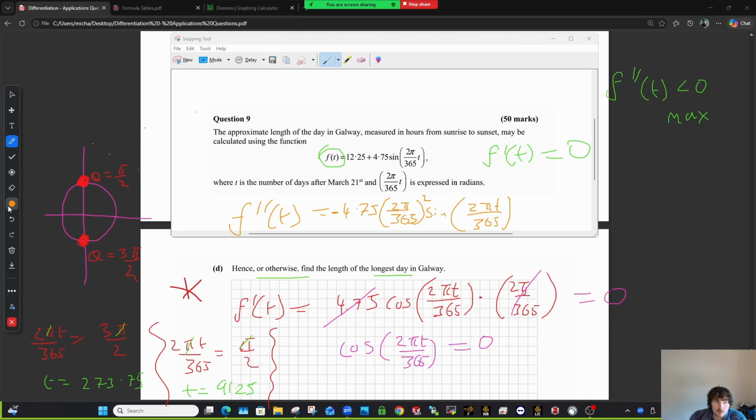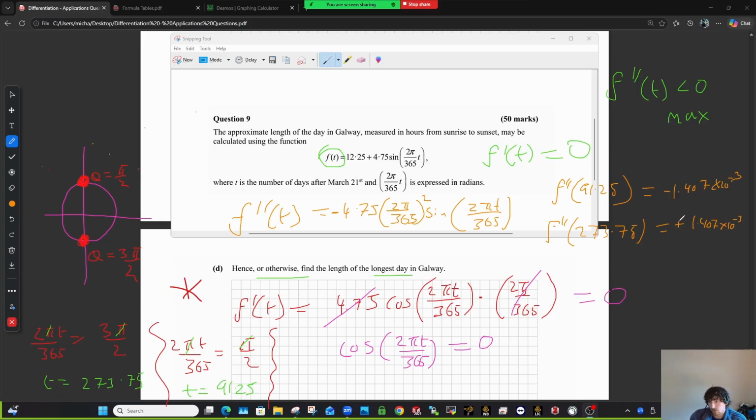Now all we've got to do is put both our values in here. So if we go f double dash of 91.25, you put it in there for t, and then put in f double dash of 273.75, and you'll see one of them is positive and one of them is negative. So I'm going to pause the video and put both of them in there for t.